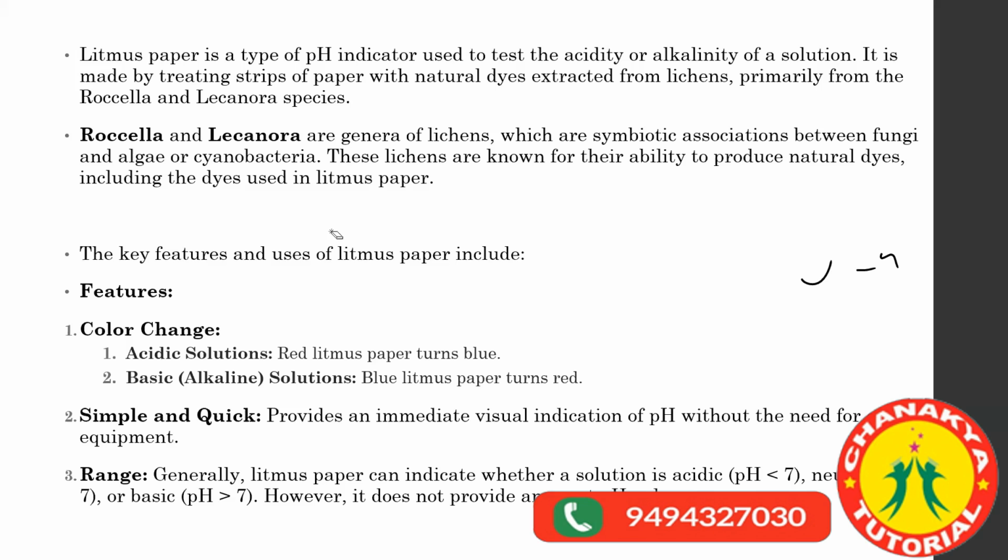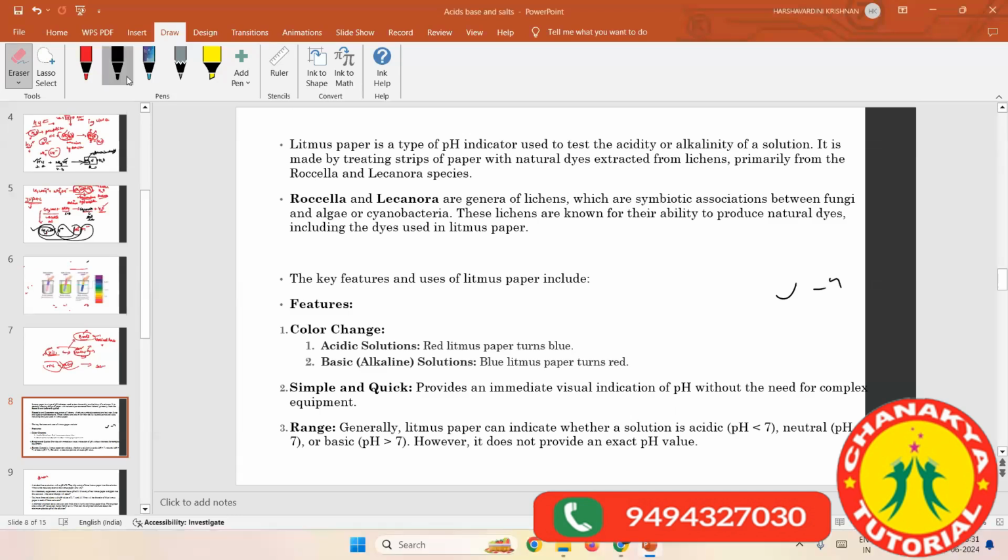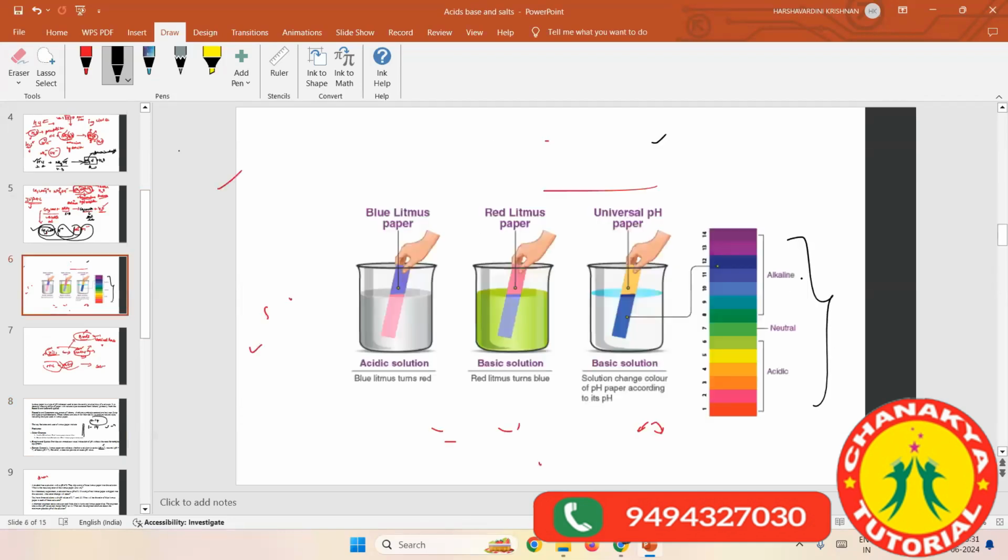So now comes to the thing. When the pH is less than 7, the pH ranges from 1 to 14. Not in the strip, maybe in this color palette, it ranges from 1 to 14. Can you all see this 1 to 14 number written here?